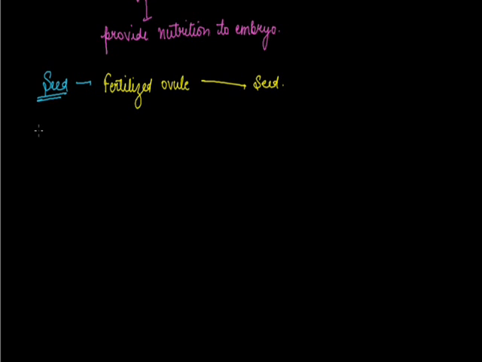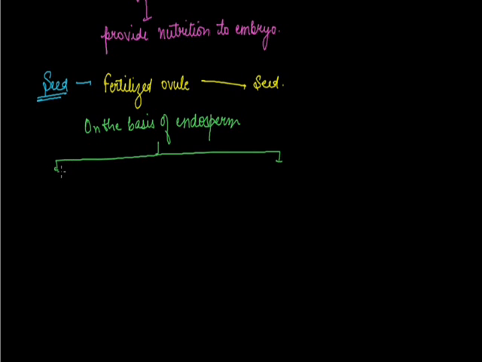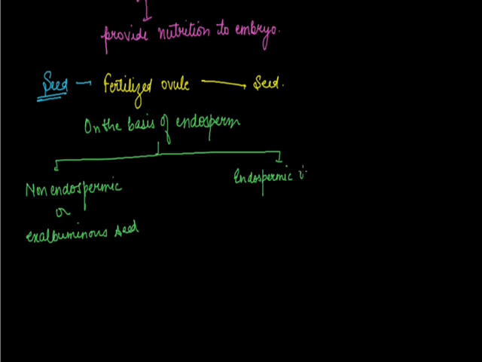Now seeds are of two types on the basis of endosperm. One is the non-endospermic or ex-albuminous seed, and the other one is the endospermic or albuminous seed. Another category is also found, which is known as perispermic seeds.